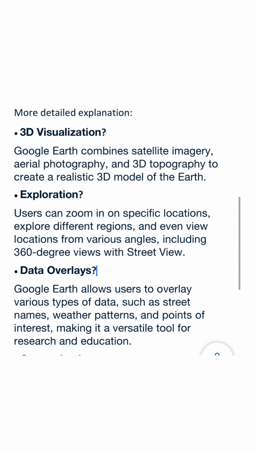Then data overlays. Google Earth allows users to overlay various types of data such as street names, weather patterns, and points of interest, making it a versatile tool for research and education. For example, what is an overlay? Overlay means that, for example, if you have a street, then it might have a name, right? And it might have a block, or different signboards. These are overlays on a particular road or street.